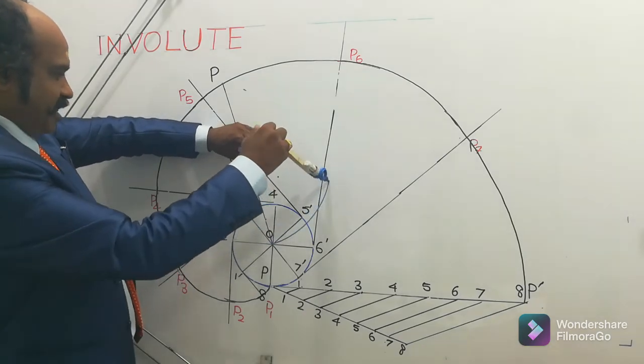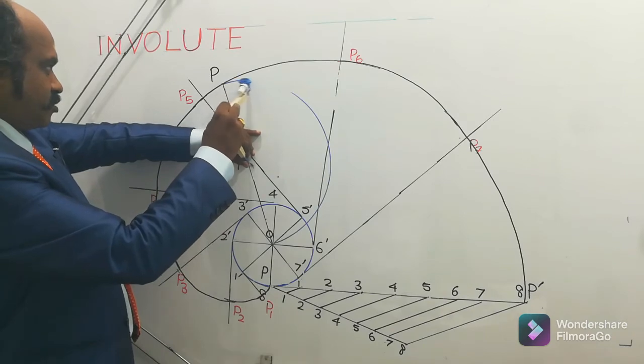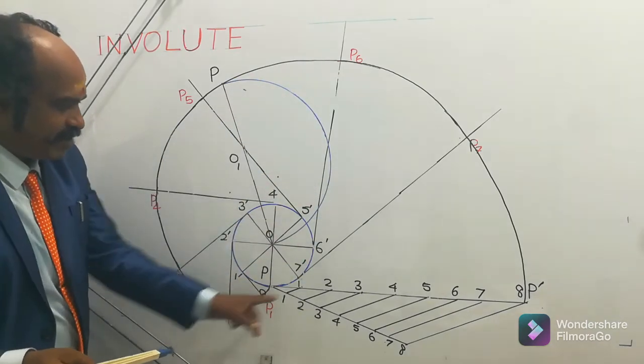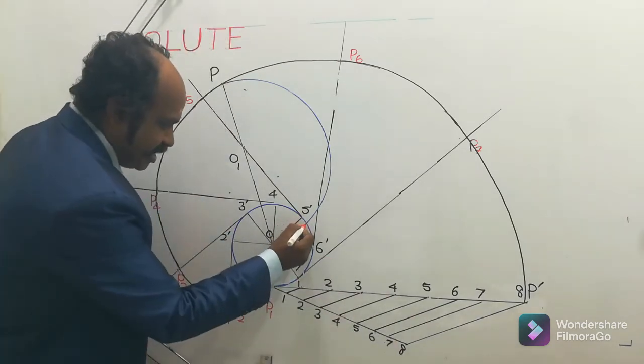So draw a semicircle like this, keeping O suffix 1 as the center. The semicircle on the involute circle cuts it here. You can cut out the circle.